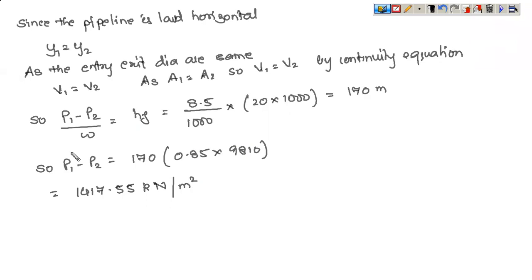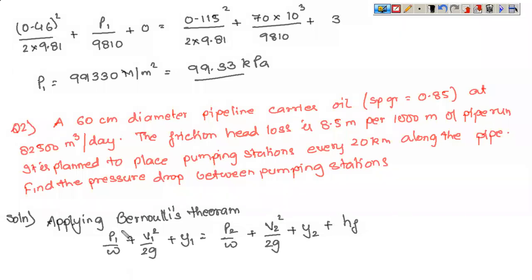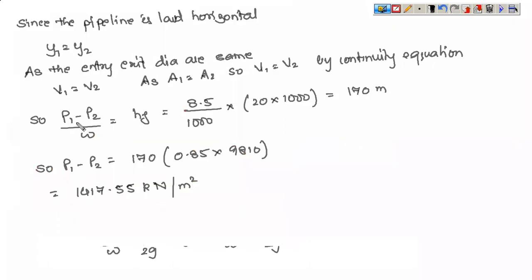Okay. Now P1 minus P2 by W, if you put it into the Bernoulli's theorem, V1 वाला term cancel out हो जाएगा, Y1 और Y2 वाला term cancel हो जाएगा. So P1 minus P2 by W is equal to HF. This is frictional loss. So P1 minus P2 by W is equal to HF. Now what is HF? It is 8.5 by 1000. There is a loss of 8.5 in 1000 meters.